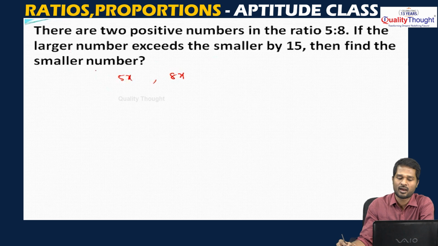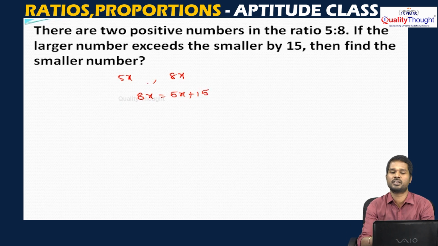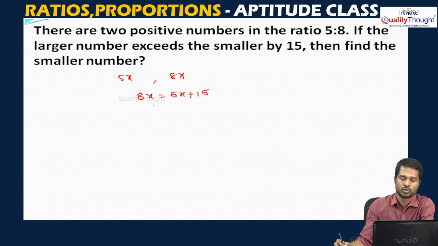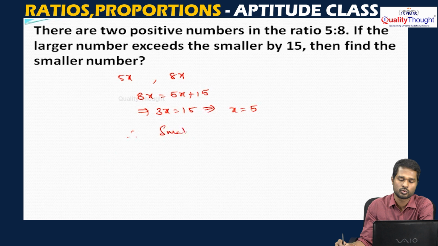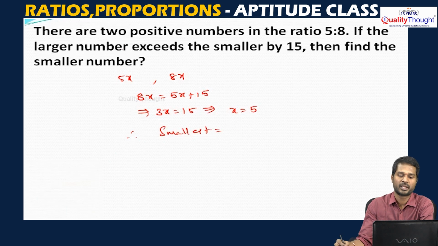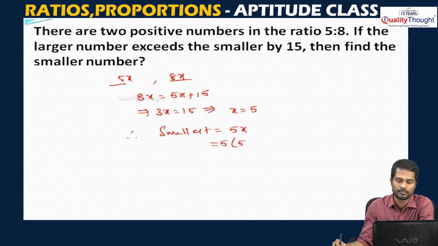The question says, if the larger number exceeds the smaller number by 15, that means the larger number 8x is nothing but 5x plus 15. So the larger number is 15 more than the smaller number. So 3x is equal to 15, x is equal to 5. Now he is asking what is the smallest number. By comparing we can tell 5x is the smallest number and 8x is the largest number. So the smallest number is 5 into x, which is 5 into 5, that is 25. So the smallest number is 25.